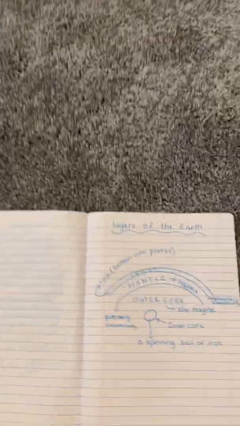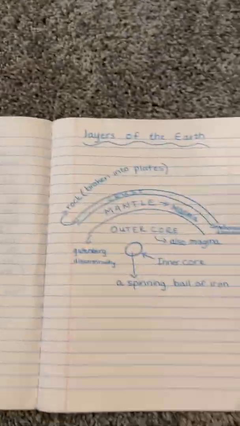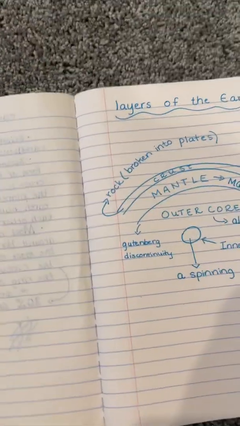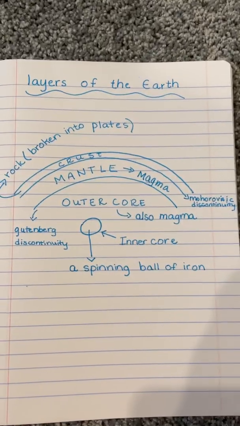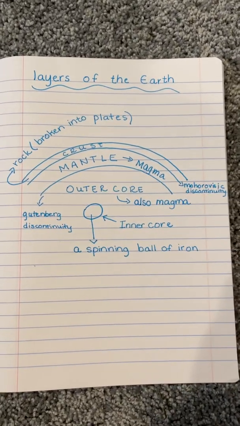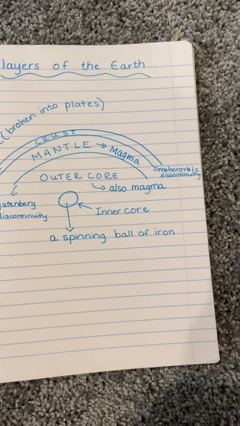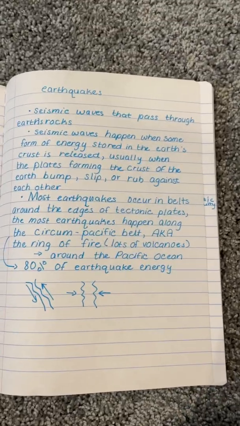So that's why the layers of the earth are important, so you understand where earthquakes would be. Earthquakes happen because when you understand why things happen, they become a lot less scary. Still a little scary, but a lot less.